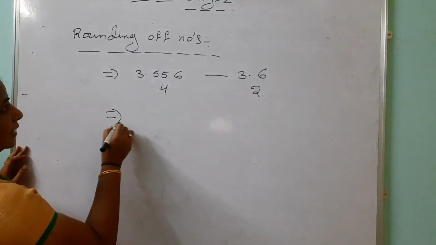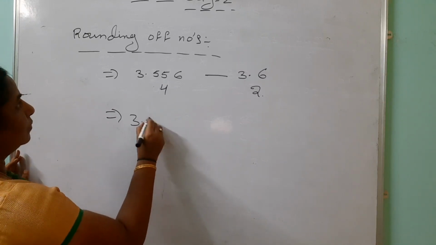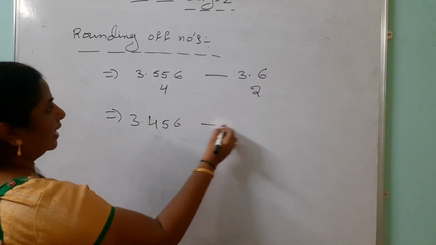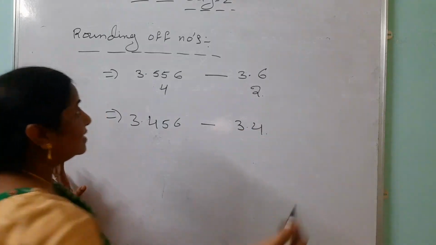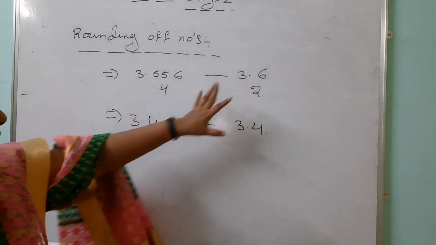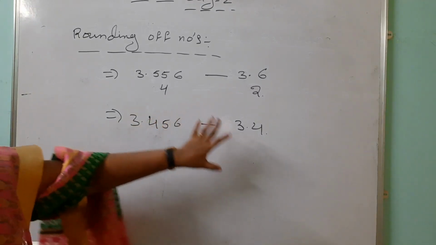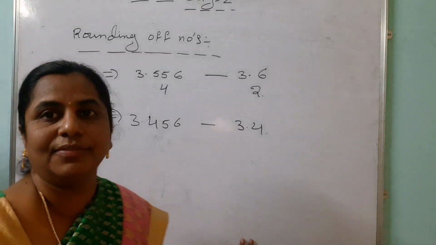Same number, look here. 3.456. But our answer is only 3.4. What is the difference? If the preceding digit is odd, we should add one. The preceding digit is 4, that is even, that's why we are not adding. These are the rounding of the numbers.